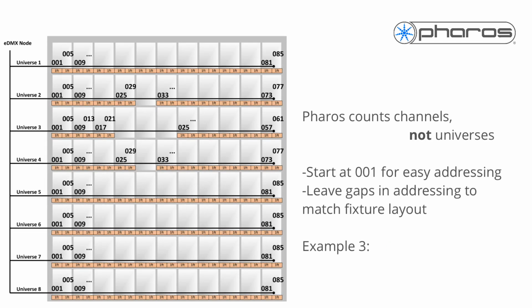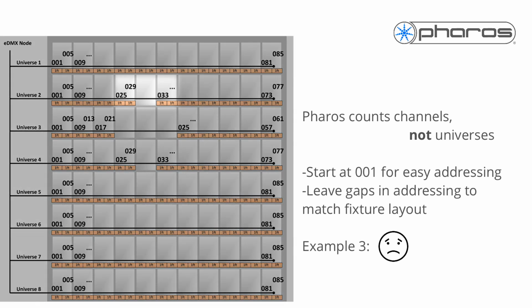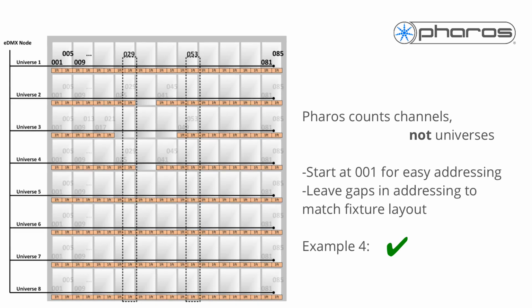In circumstances where there might be gaps in your lighting, it might be useful to add a gap in the addressing as well. To have fixtures above each other with the same address, is helpful during possible troubleshooting.